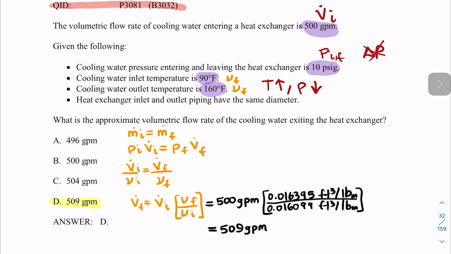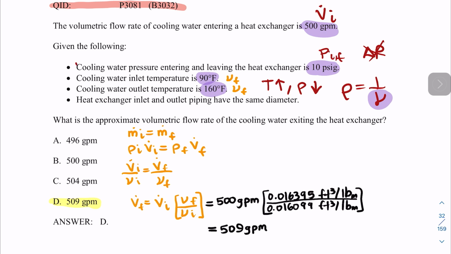So I'm decreasing my density. I need to be sure that I know what relationship to make here, because remember, if we get the density, we can go and get the specific volume here, right? So we have this heat exchanger inlet and outlet piping that have the same diameter.